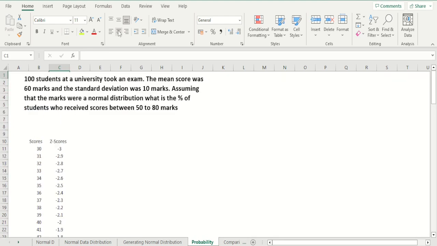So now that we have the z-scores, the question we are trying to answer is, assuming that the students were a normal distribution, what is the percentage of students who received marks between 50 and 80 marks? All right, so let's see.